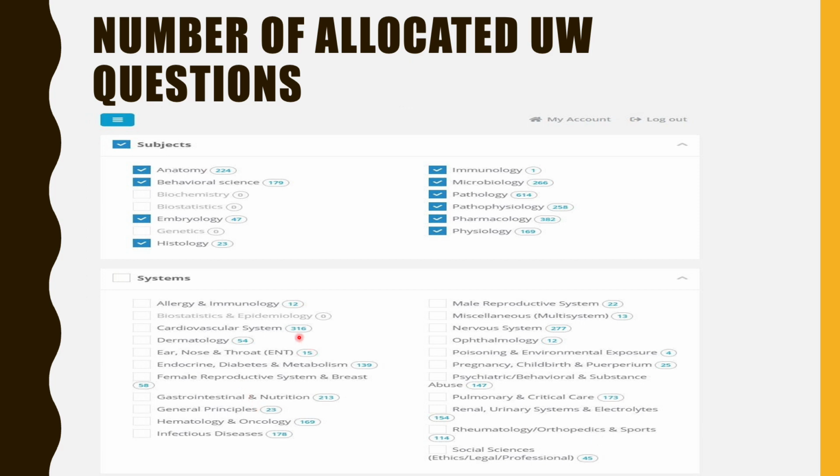So I found out that cardiovascular had the most questions allocated, like 316, and this is even a used QBank, so it might have been even more, like 400, 500, something like that. And followed by nervous system, 277, and then let's say pulmonary, gastrointestinal, hematology, and oncology. And in fact, this correlates very well with how high yield these topics are. So this is the first clue to what subject you should start with.